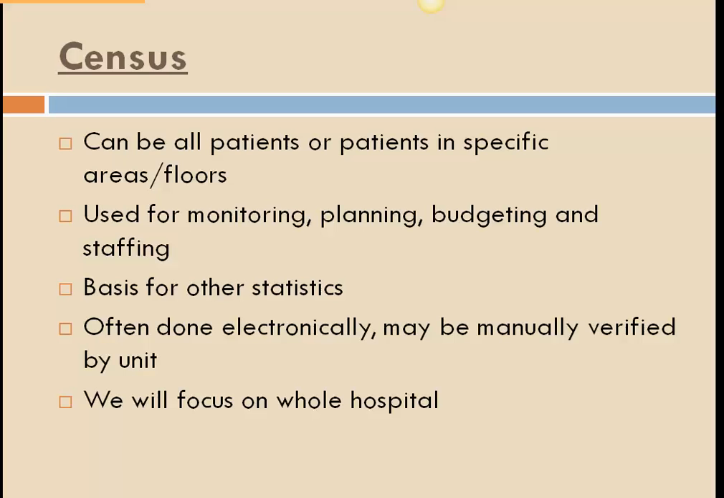In most facilities today, the census is done electronically, but it may be verified manually. Typically, the whole census for the whole hospital wouldn't be manually verified because of the time involved with that, but it may be manually verified by unit or by floor. So the unit clerk or the charge nurse might at each shift print out the census and make sure that it matches up to the actual patients that they have in care on the floor.